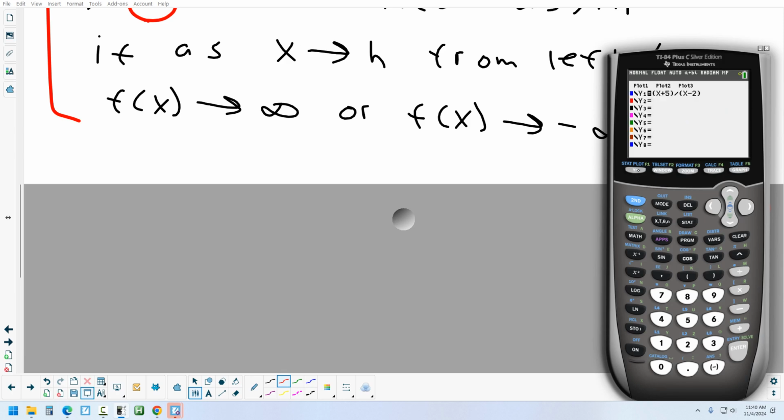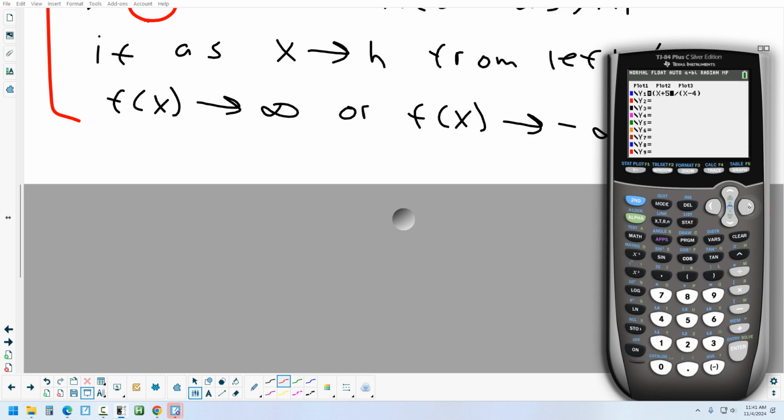What if I did something like x minus 4? What do you think the vertical asymptote would be now? 4. Okay, so watch what happens as you get close to 4. Vertical asymptote, right at 4.